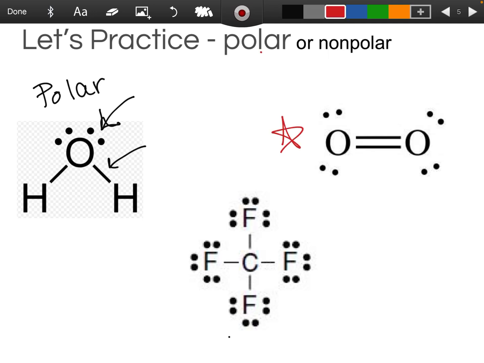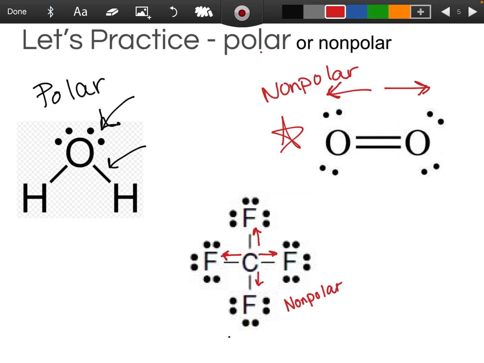If we look at O2, oxygen would be pulling tug of war to the left with specific strength, and it would be pulling to the right with the same strength. That tug of war is going to cancel each other out, making O2 a nonpolar molecule. CF4, you have these fluorine atoms pulling on each side of the carbon atom. Since they're all fluorine atoms, they would all be pulling with equal strength. So that tug of war is going to cancel each other out, meaning that the molecule is nonpolar overall.